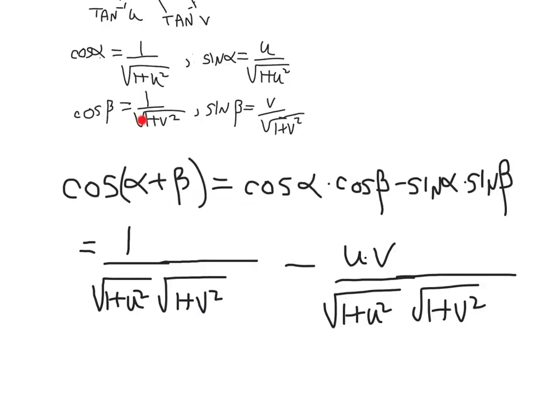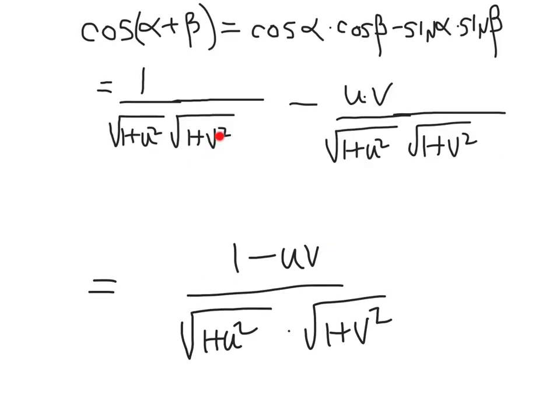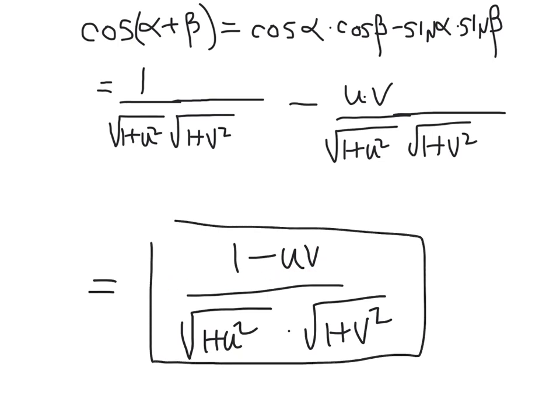So making the substitutions, cosine alpha, cosine beta, so our denominators are the square root of 1 plus u squared and the square root of 1 plus v squared. And then the same situation for the denominators over here. And then for the numerators, we have 1 times 1. And for over here, we have u times v. Because these two things have the same denominator, we can combine them into one single fraction. So that's the end of the problem, I guess. Can't simplify it anymore.